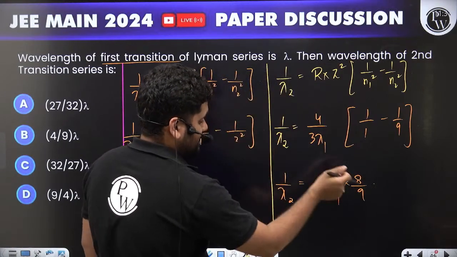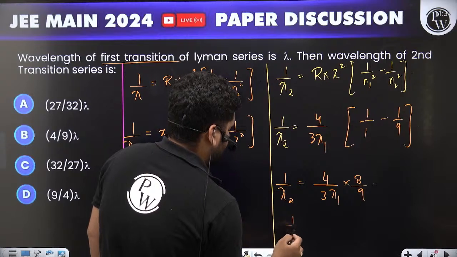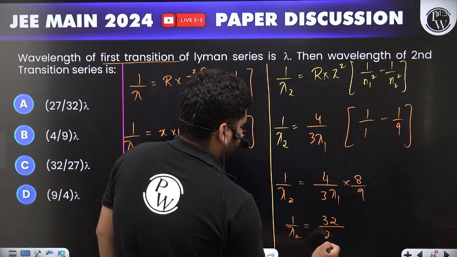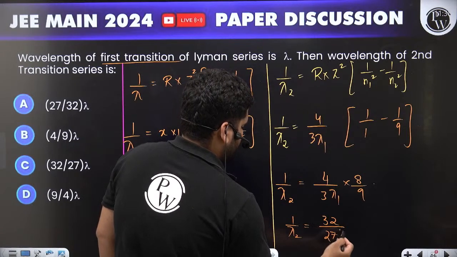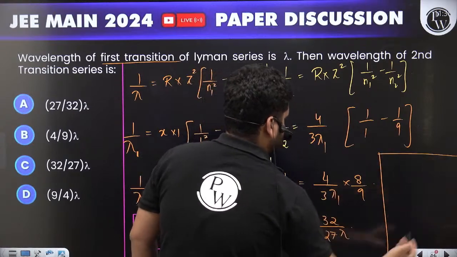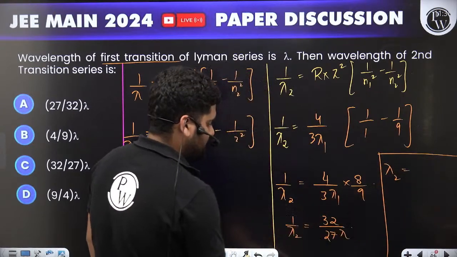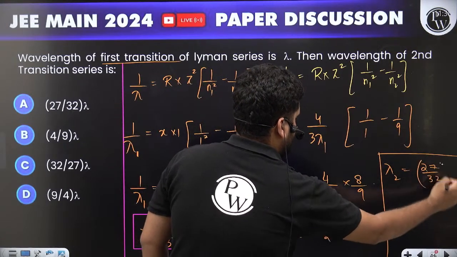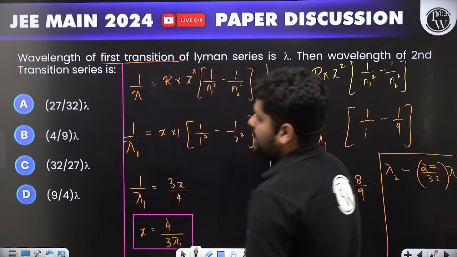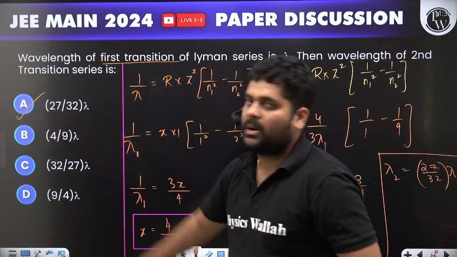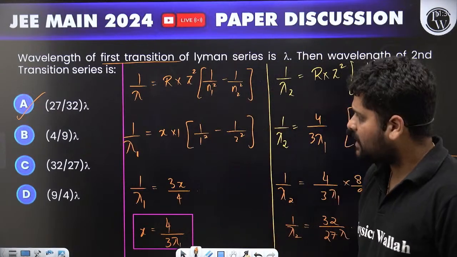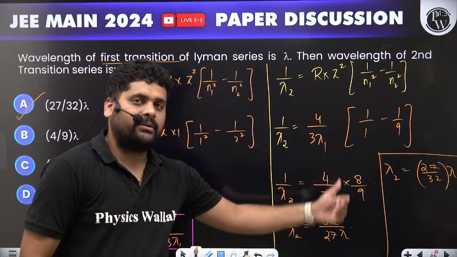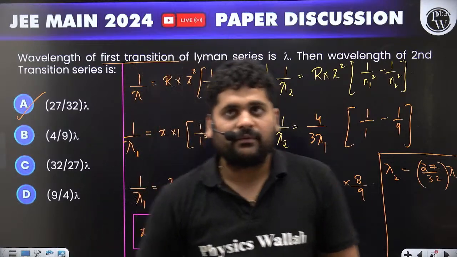Just multiply this. This is 32 and this is 27. So 1 by lambda 2 is equal to 32 divided by 27 lambda. The question is to calculate the value of lambda 2, not 1 by lambda 2. So lambda 2 would be 27 by 32 into lambda, right? So 27 divided by 32 into lambda. Correct answer is option A. That's it. You just calculated the value of R over here and substituted it over there to get the new value of lambda. That is what we have done in this question.